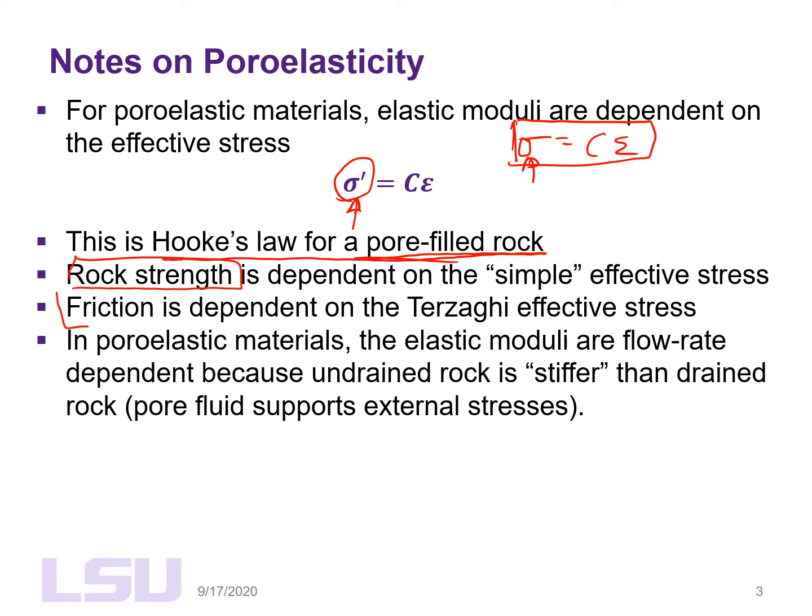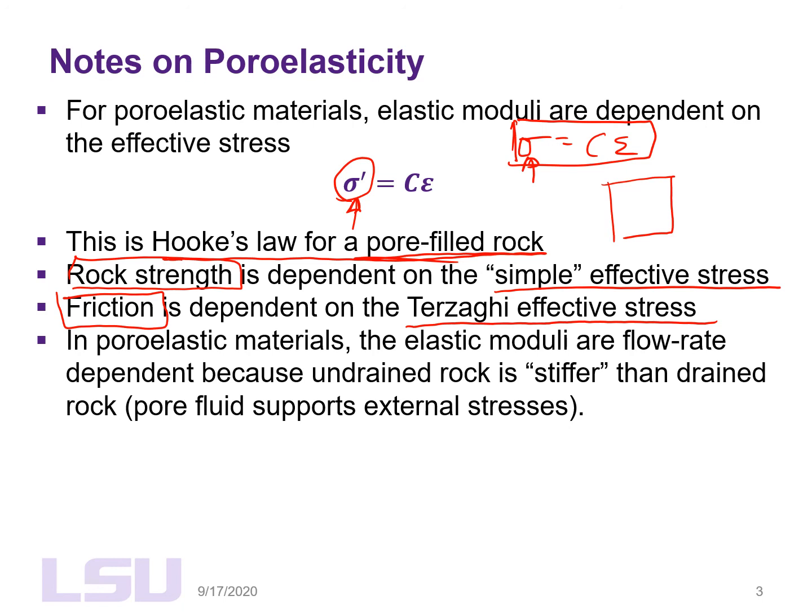Rock strength, frictional strength are dependent on simple effective stress, which is same as the Terzaghi effective stress. Rock strength for solid material is, you need to exceed the rock strength before you create a fracture. But if you already have a fracture or fault in the system, well, the frictional strength of that surface controls when you begin to have frictional sliding of the rock across that fault surface.